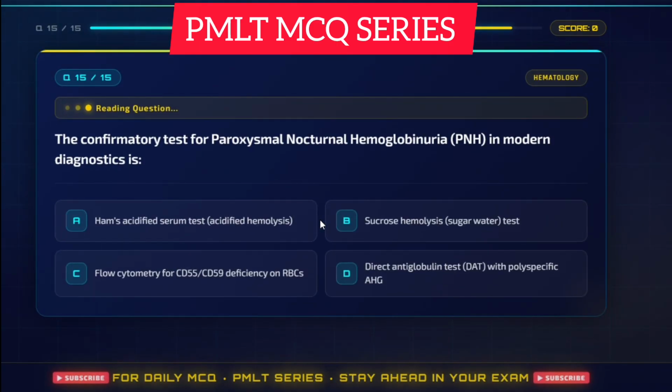The confirmatory test for paroxysmal nocturnal hemoglobinuria, PNH, in modern diagnostics is A. Ham's acidified serum test, acidified hemolysis. B. Sucrose hemolysis, sugar water, test. C. Flow cytometry for CD55/CD59 deficiency on RBCs. D. Direct antiglobulin test, DAT, with polyspecific AHG.